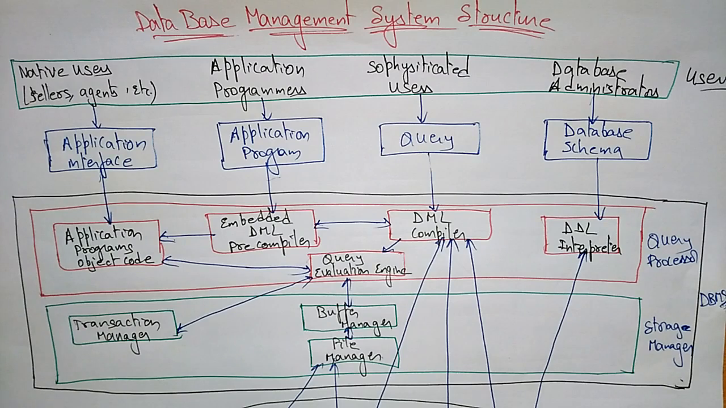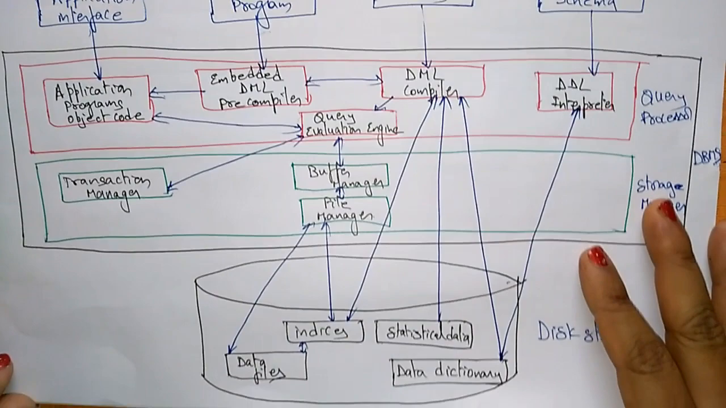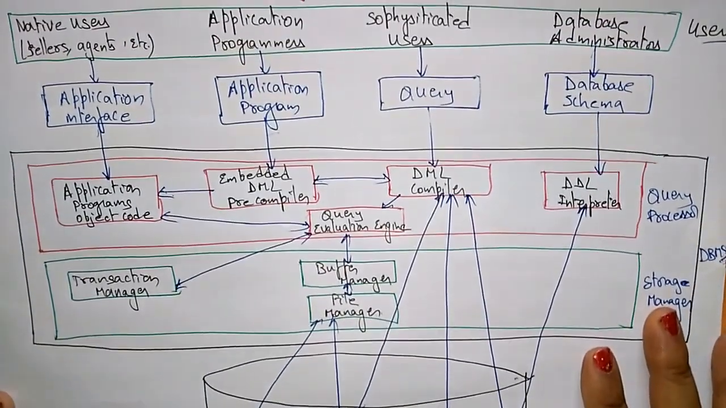Hi students, let us continue with the database management system architecture. In the previous video I explained the DBMS architecture, and I gave the example of 1 tier, 2 tier and 3 tier architectures. Now let us see the structure of the database management system. This is the complete structure of the database management system.